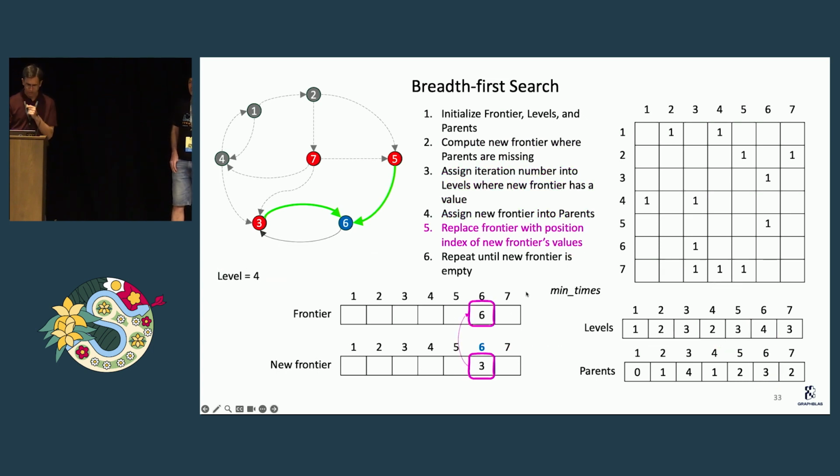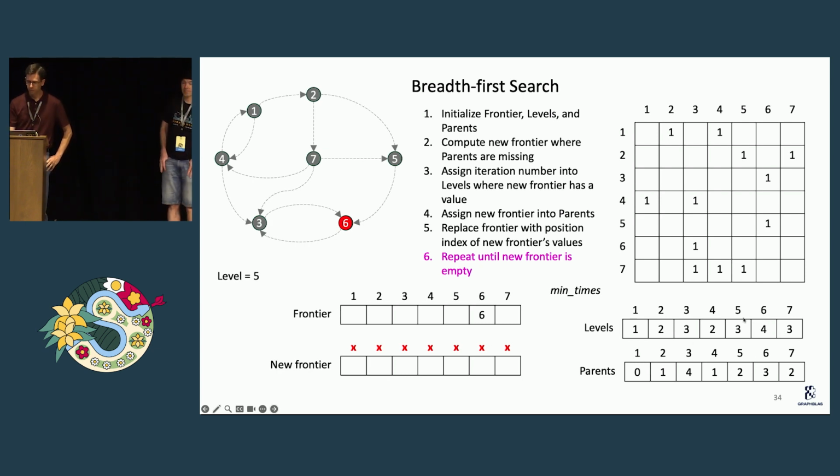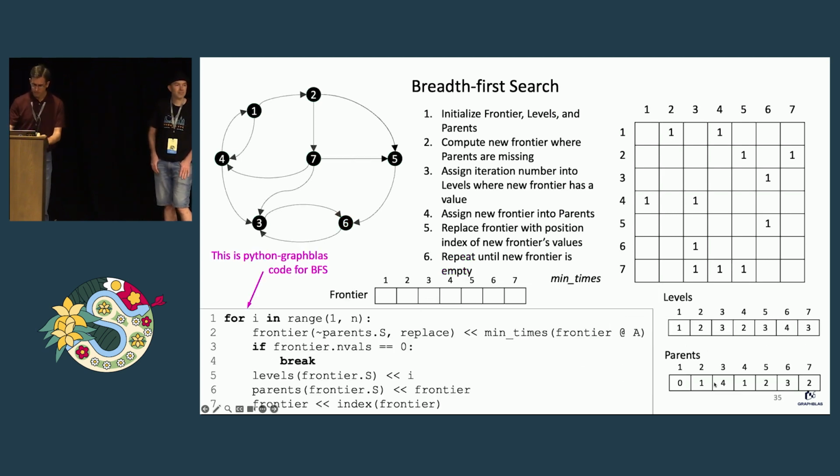I fill in position 6. And at the end, I go to compute the new frontier. It's empty, so I'm done. And here I've computed my levels. 6 is in level 4, 5, 3, 5, and 7 are on that, and the parents are all computed. So it was just a series of vector matrix multiplies with a couple of weird things, but here is the Python code. 7 lines this time.